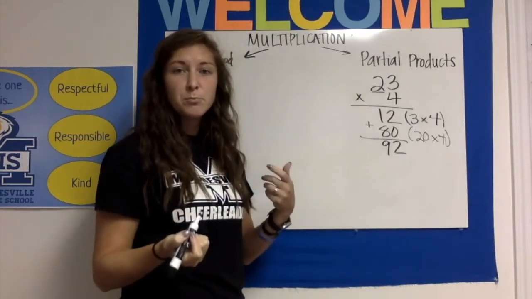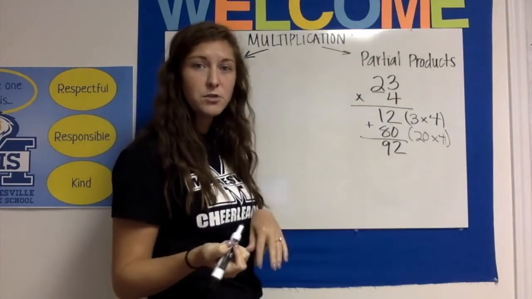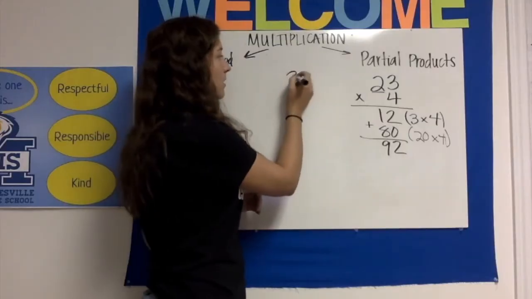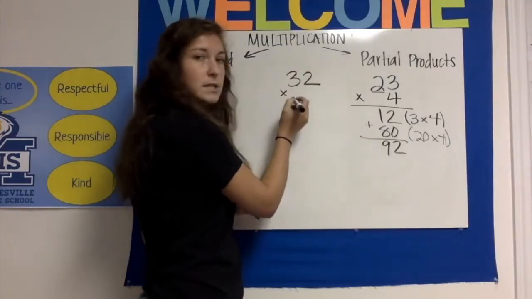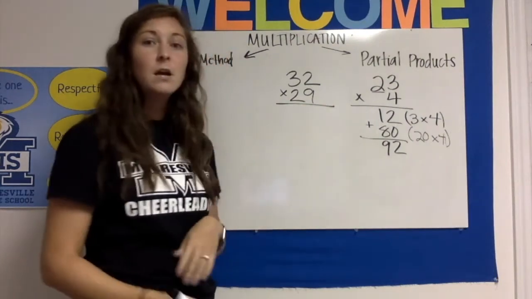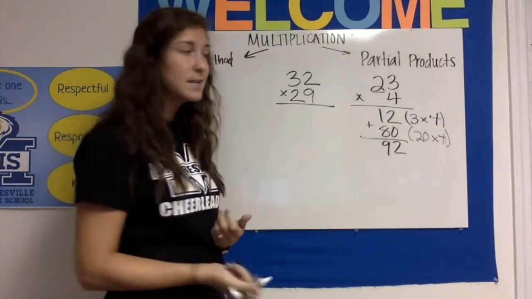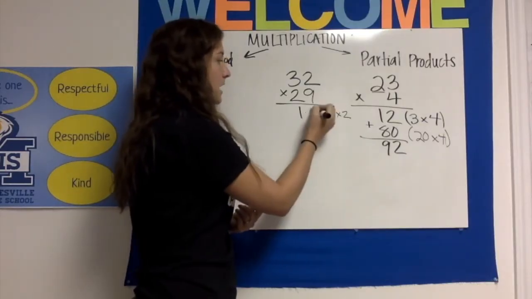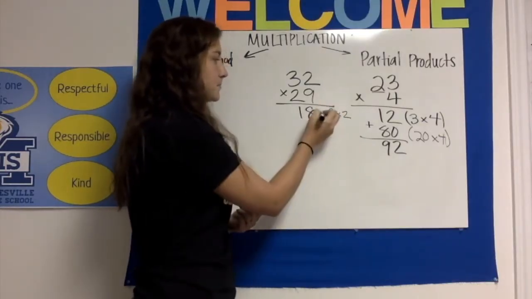We can also do partial products of 2-digit by 2-digit numbers, just like we did the box method. So I'm going to do that with the number 32 times 29. I'm going to start with my ones place again. So I would have 9 times 2 here, and I know that 9 times 2 is 18.